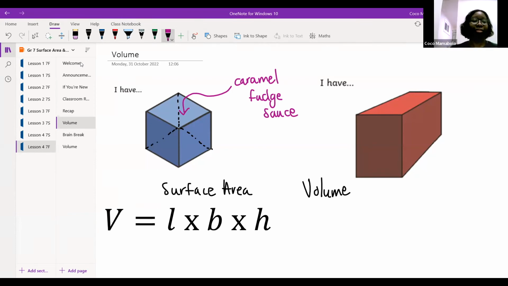Oh, excellent. If I want to fill it with caramel fudge sauce, I need to figure out how much of this caramel fudge sauce the box can hold. That's what I need to figure out.